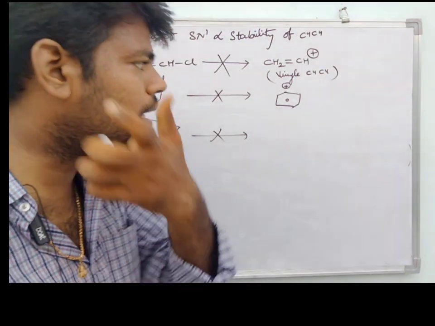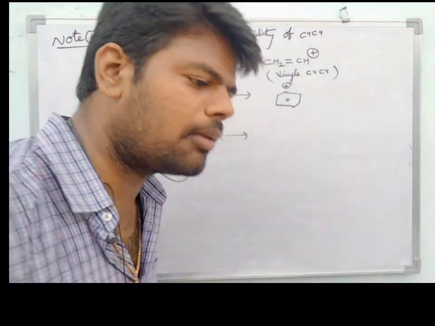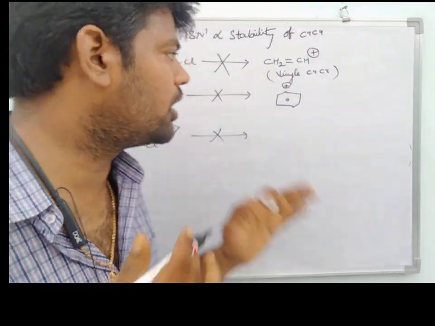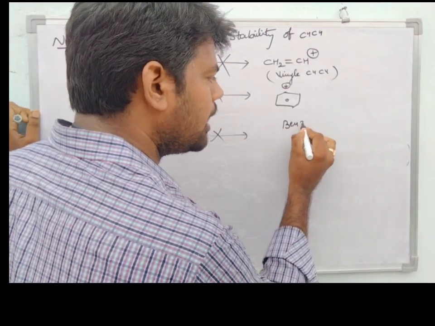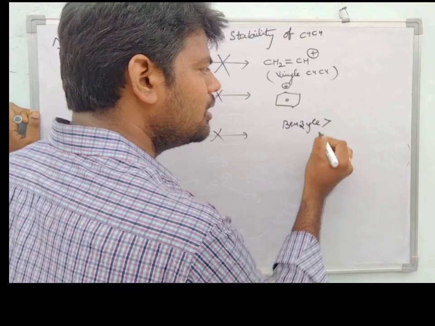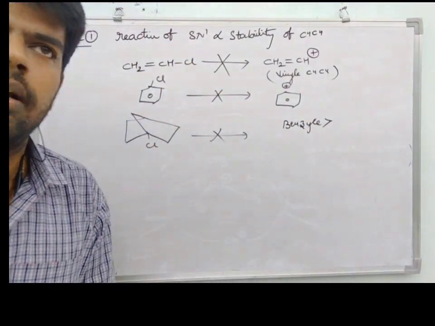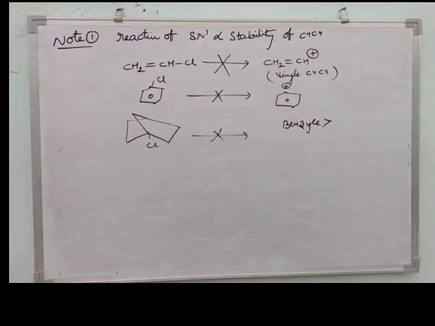Then which compounds undergo SN1? Which one is the more stable compound? That compound is involved in SN1. For suppose, if you take benzyl chloride, it is more stable, therefore it undergoes SN1 much faster. Why is the benzyl carbocation more stable? Due to resonance.